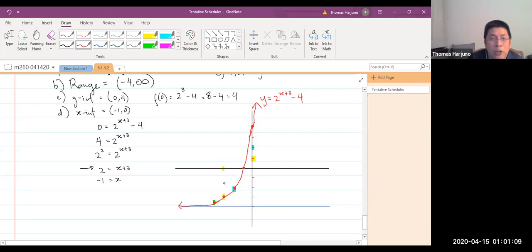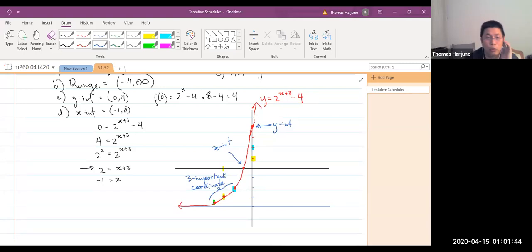So in addition to the y-intercept, x-intercept, and 3 important coordinates, that's what the sketch of the graph looks like.